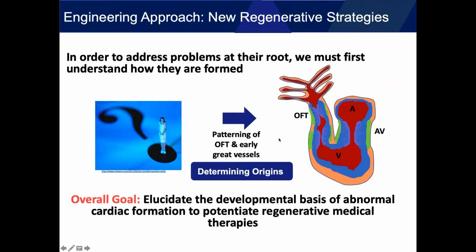And so going back to all these outflow tract malformations, we can go back to this critical stage of development. So this is an early looping phase of the heart, where you have a single ventricle, single atria, then a single outflow tract, and then up here at the top, these are the frontal arch arteries, which will form the great vessels. And so our overall goal is to elucidate the developmental basis of abnormal cardiac function to potentiate regenerative medical therapies.